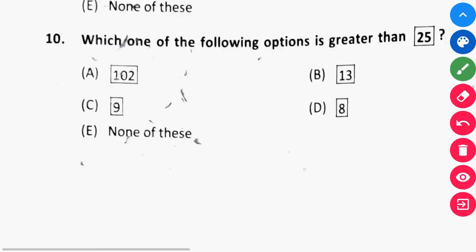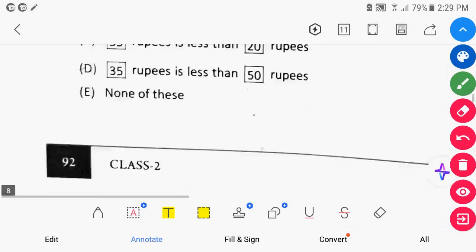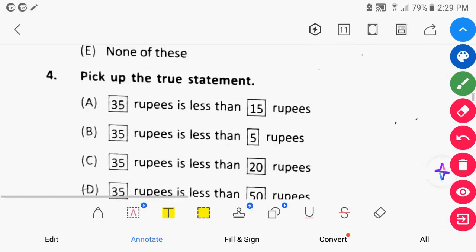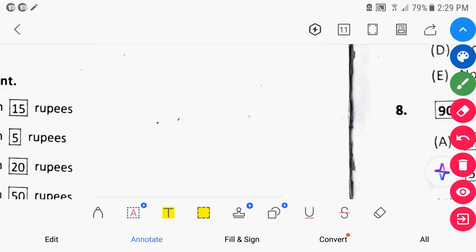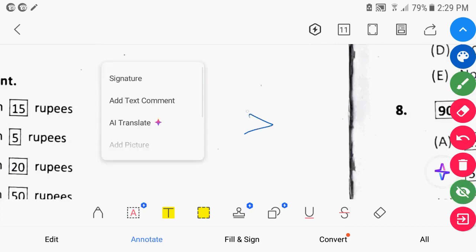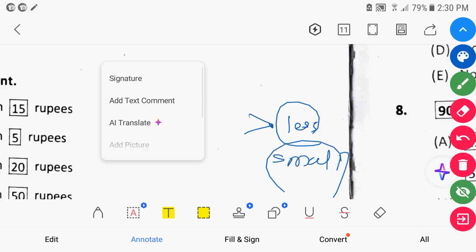So I hope you all understand about the comparison. We just have to compare between the two numbers which one is greater. We have to show the greater number with two arrows pointed towards it, and the vertex or the point which is joining that angle is facing towards the small side or less side.